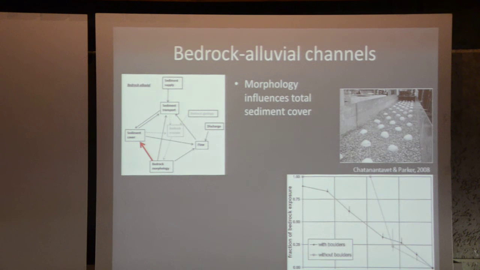So Chatanantavet and Parker have done some work here. Well, they've demonstrated that if you've got a reach with boulders in the bed, you get this relationship here. So this is sediment feed on this axis here, and this is bedrock exposure on this axis here. And if you put the boulders in, you actually get quite a linear relationship between the two. In runs without any boulders, you actually have far less sediment cover for the same sediment feed. So it's showing that the boulders are creating areas of wake behind them where sediment can start to be deposited, affecting the way in which that sediment cover develops.